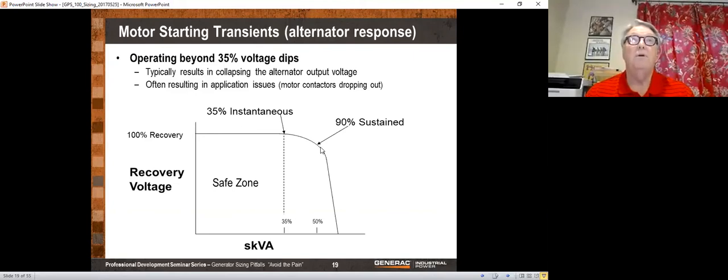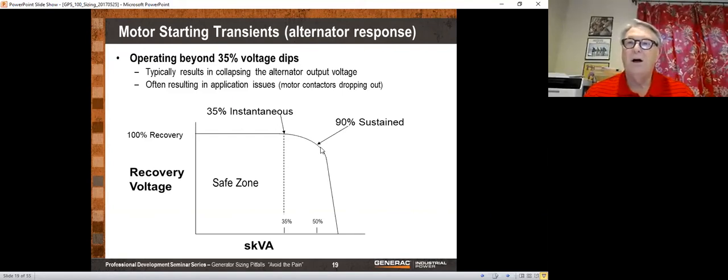But all generators do not have permanent magnet alternators. And so if you have an emergency or legally required generator, it is required that you use a permanent magnet alternator. With Generac, anything over about 150 kilowatts, we provide that permanent magnet alternator free of charge. Well, I shouldn't say free of charge. We just don't charge extra for it.